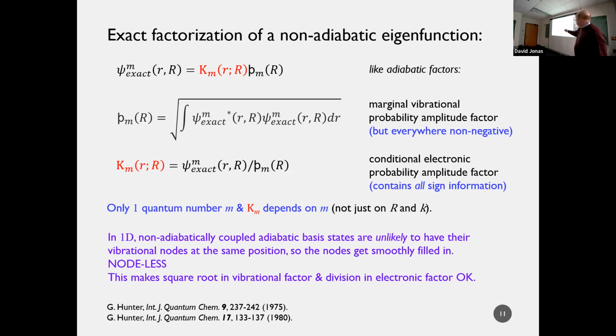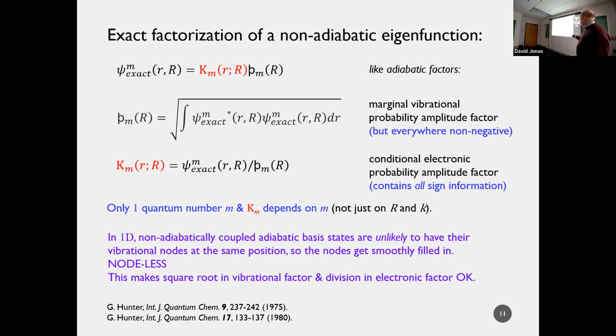All right, and then we have an electronic probability amplitude factor. It's a conditional probability, just like in the Born-Oppenheimer or adiabatic approximation, and it's just obtained by doing this division, and it contains all the sign information, since this is everywhere non-negative. Okay, so that's a weird way of looking at things. These are not necessarily allowed wave functions, and that's why the thorn is there.